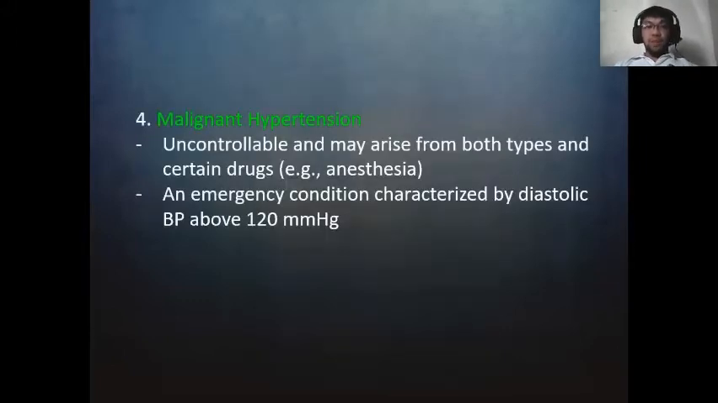Fourth is malignant hypertension. It's uncontrollable and may arise from both types. And there can be certain drugs that can cause this, such as anesthesia. And an emergency condition characterized by diastolic blood pressure of more than 120 millimeter mercury. Remember, that's already 40 values above 80 millimeter mercury. So that is very, very dangerous. It can be fatal because who knows? The arteries might weaken and rupture later on.